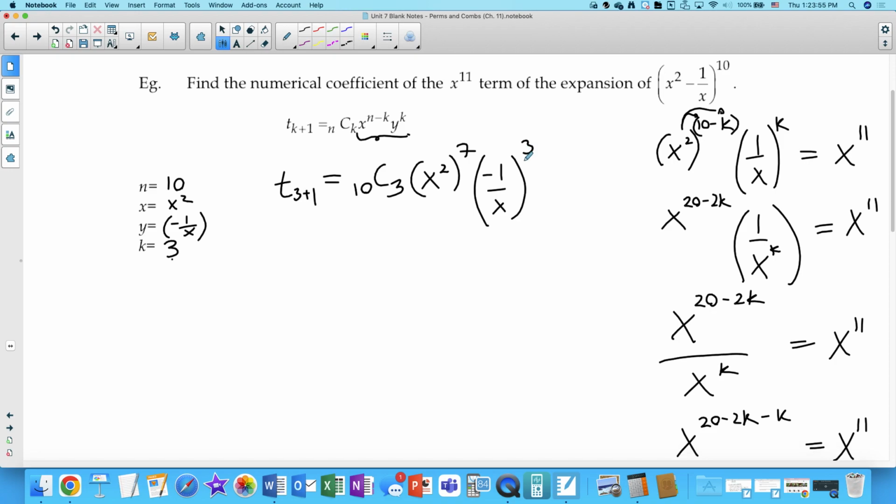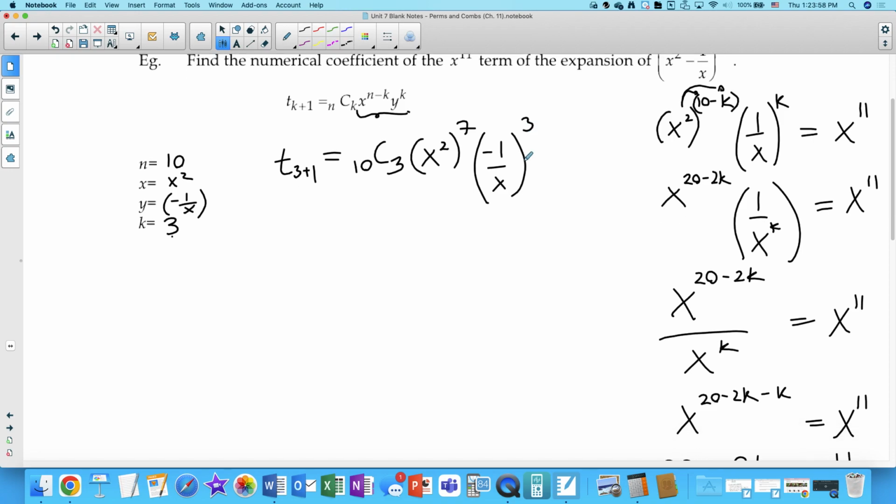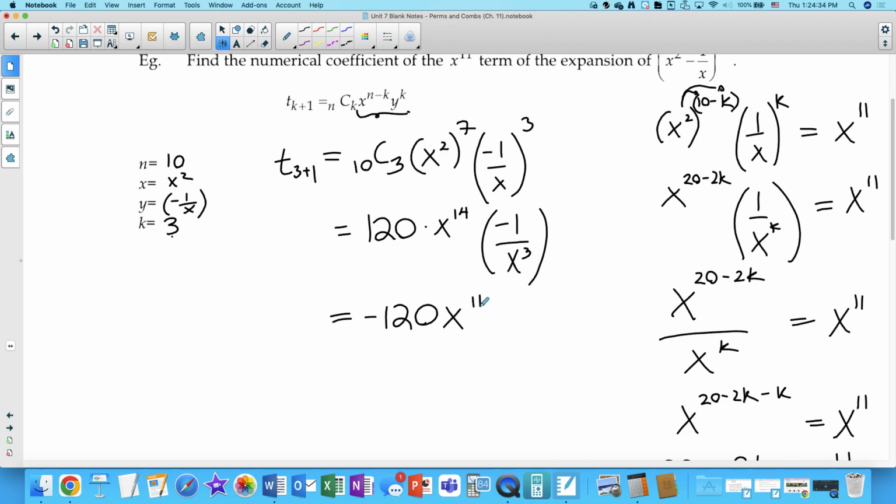And 10 choose 3 rather, is, I don't know, 120. Now this piece is x to the 14. This guy is negative 1 over x cubed. Now this is good because we wanted the coefficient of the term with the x to the 11 in it, and x to the 14 over x cubed is x to the 11. So when this is simplified, we get negative 120 x to the 11, which means the coefficient of this term is negative 120.